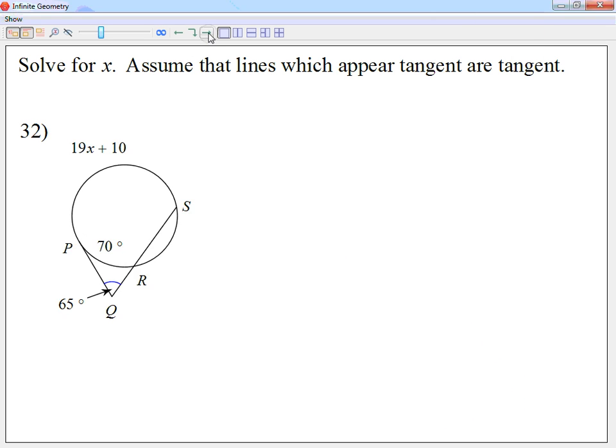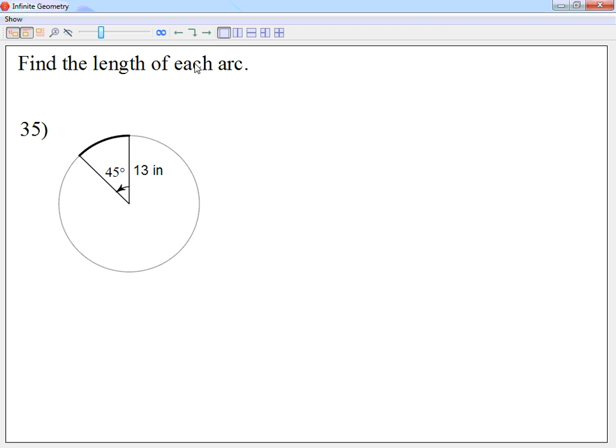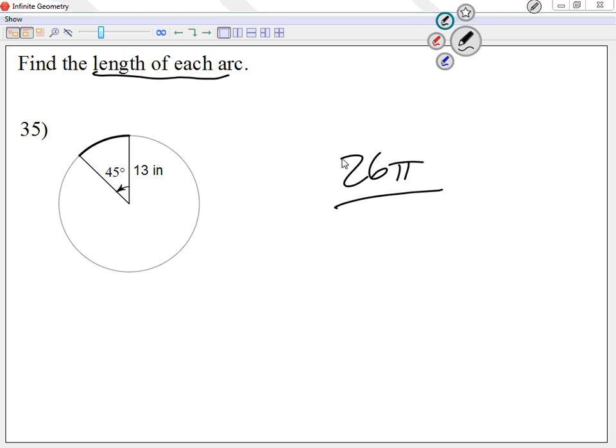Now, let me just finish this with my last section. Question number 35. We're looking at the length of the arc. So I think of circumference. The radius is 13. So the circumference is 26 pi over 1. Right? Radius times 2. I'm going to multiply this by 45 over 360. How much of the circle you got? If you have those calculators that simplify fractions, just multiply, you're good. If you don't, let me simplify.